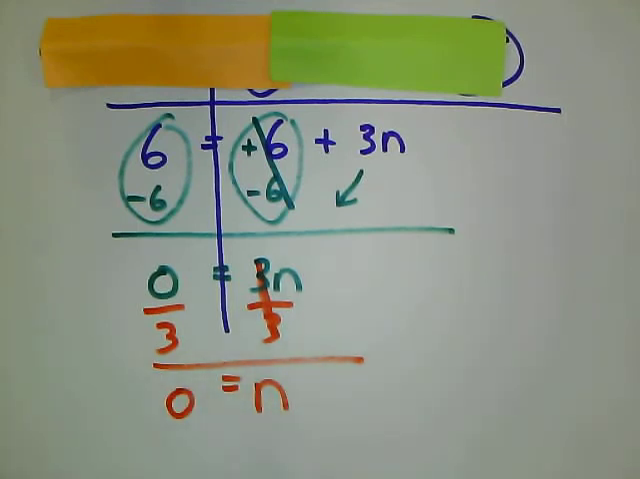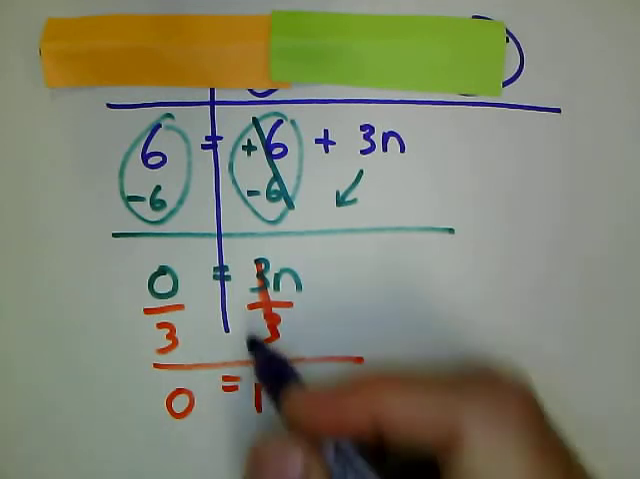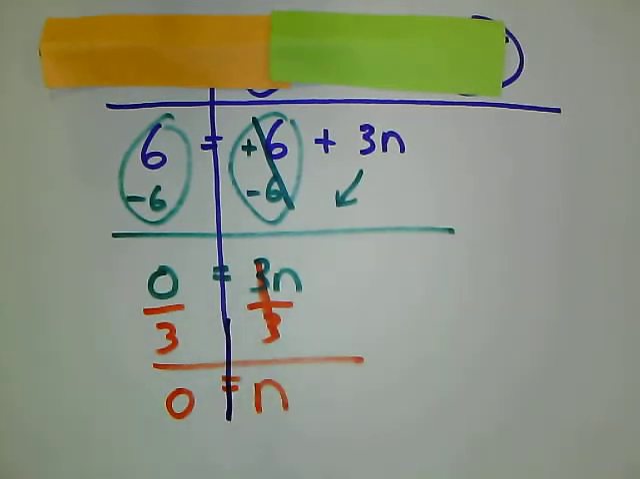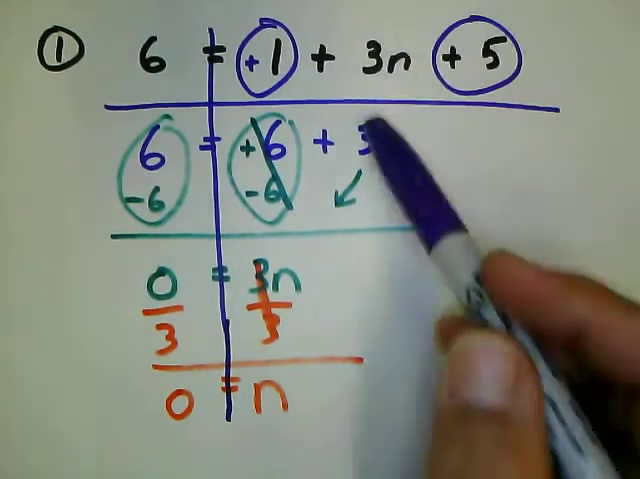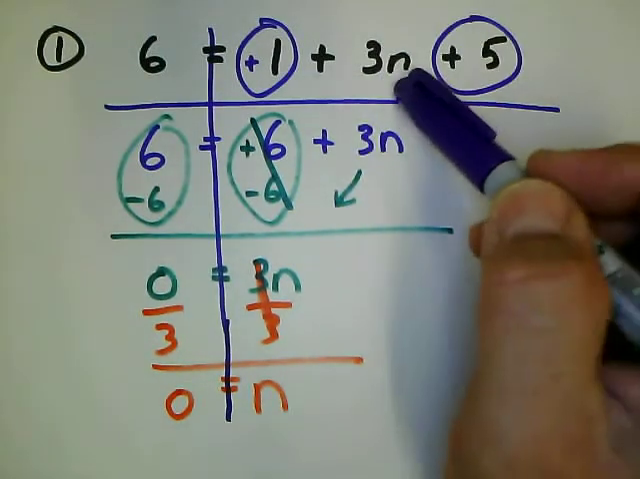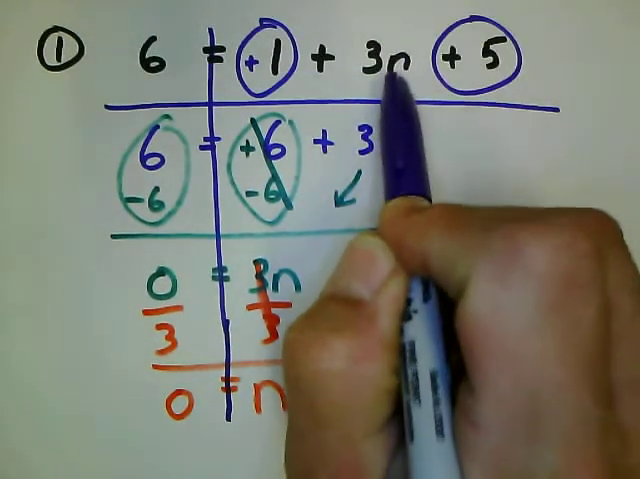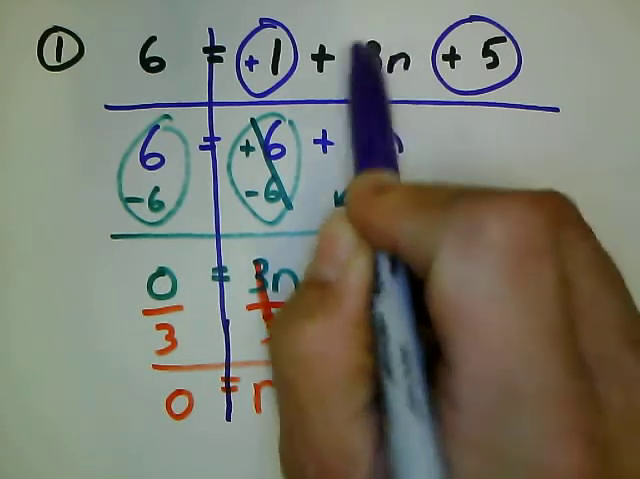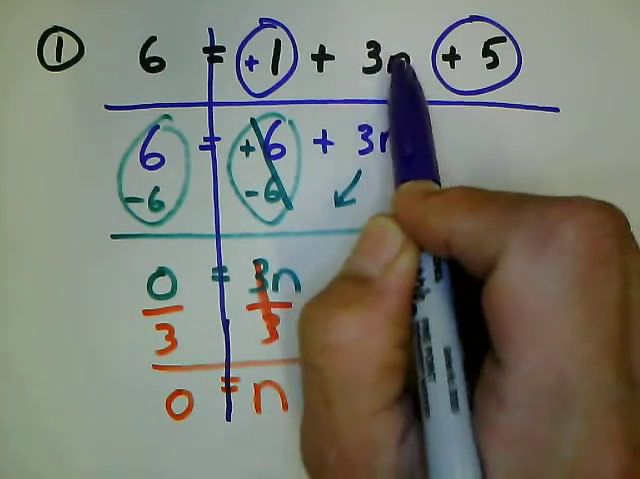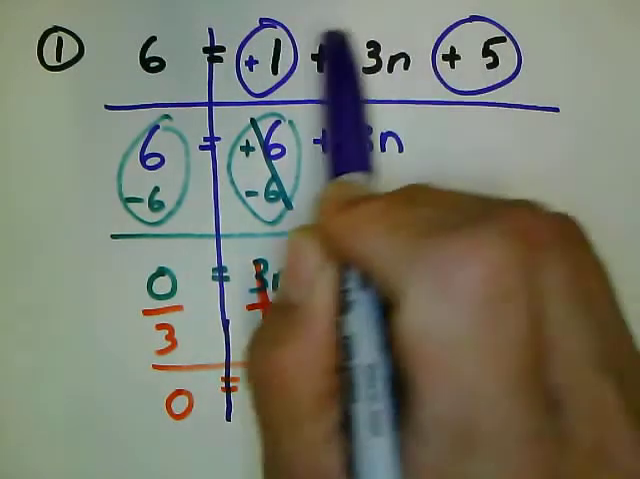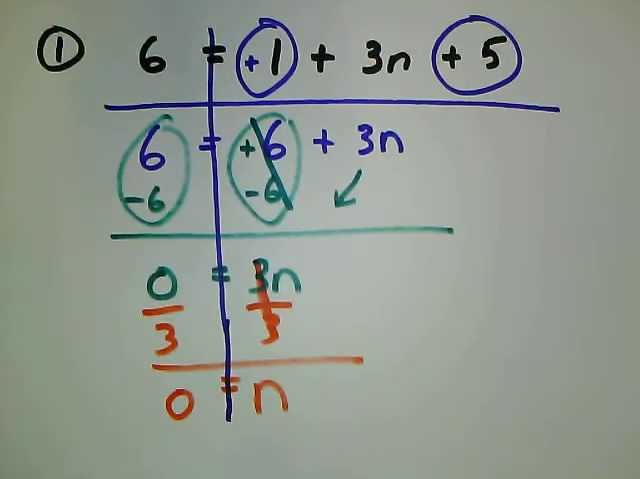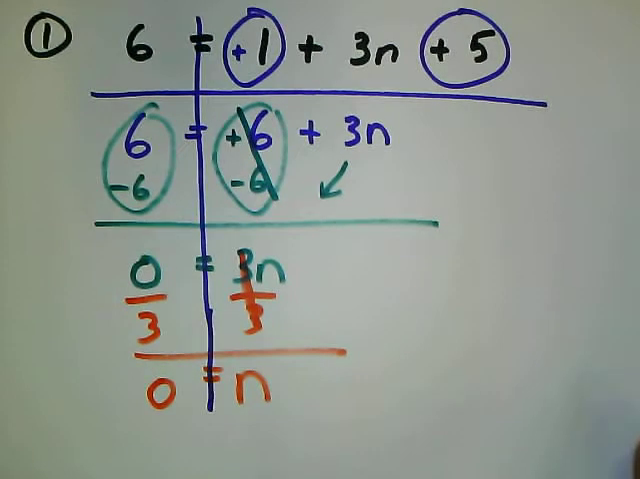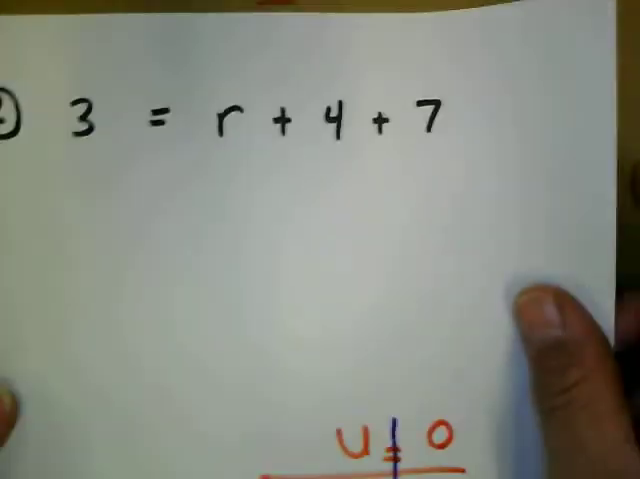All right, so the value of n is 0. It's okay to have 0. That means that I just go up to wherever there's n and put 0 in there. And if I put 0 in here for n, 3 times 0 is 0. 1 plus 5 is 6. Well, 6 does equal 6. So it does work out in this equation. I wanted to show you an example of that because you're going to have one of those on there.